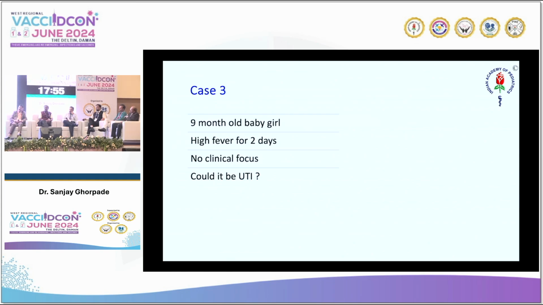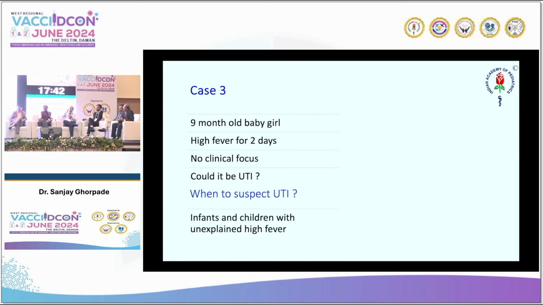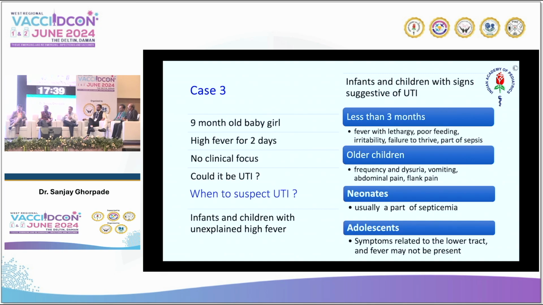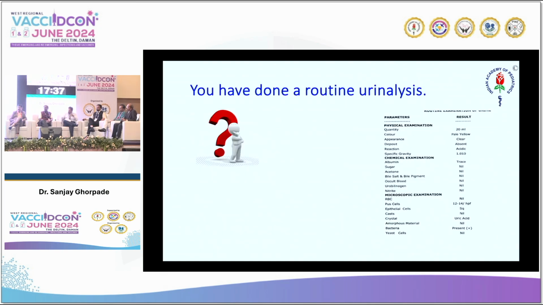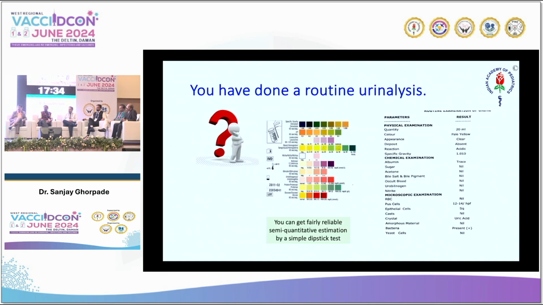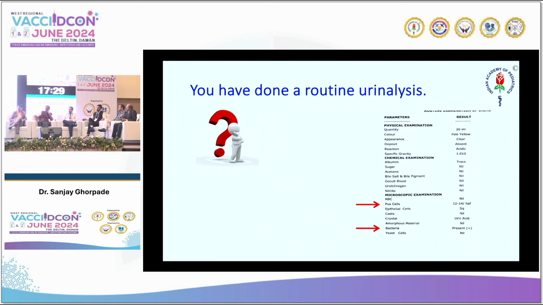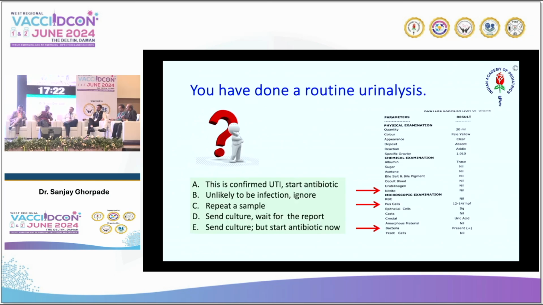Coming to the third case, Dr. Anand, this is a 9 months old child case. There was a fever for 2 days, no clinical focus, and whenever we are suspecting UTI, there are certain guidelines. We can straightaway go to the questions. This was a report of the urine, Anand; see the reports. I am showing certain parts of the report. Bacteria present, pus cells 12 to 14, nitrite negative. My question here is, Anand, is it a case of UTI to start the antibiotics?